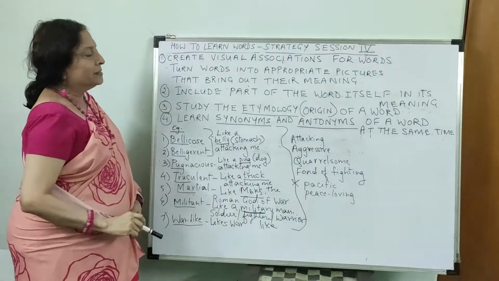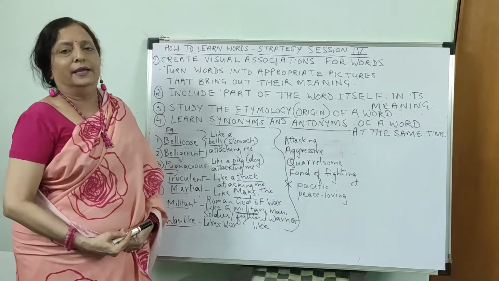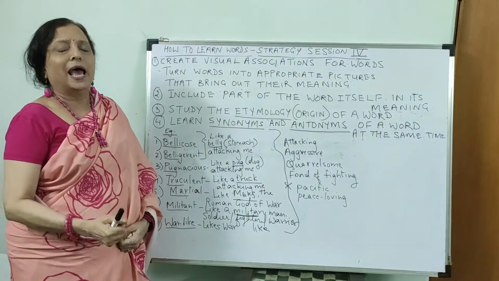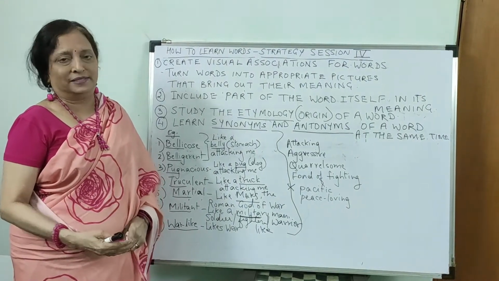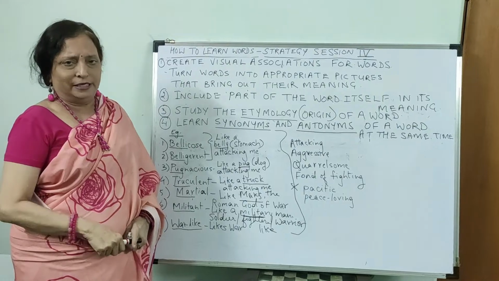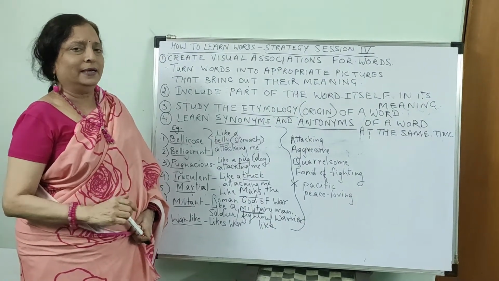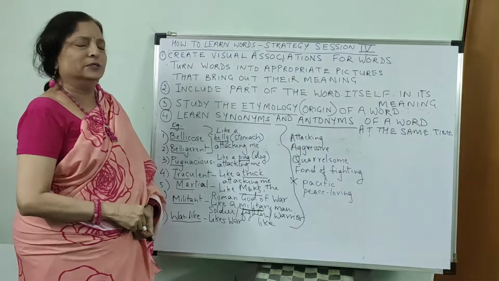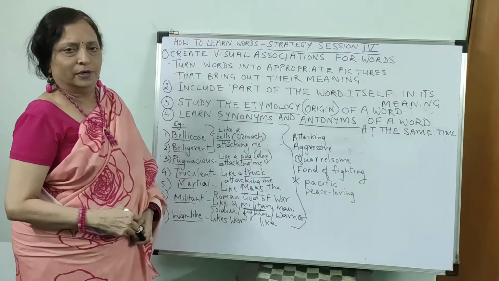Thirdly, study the etymology, that is the origin of the word. Most of the words that have come in English have come from Latin or Greek words and have been anglicized, that is turned into English. So some part of it or some story behind it is there. Those are the roots, and etymology is the story behind the origin of that word.